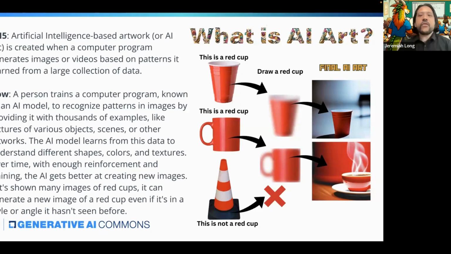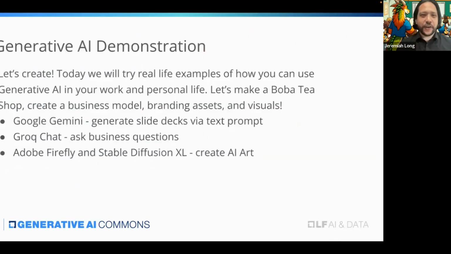Okay, that's enough about training, texting, talking over. I think we should get into the demonstration. So today we're going to go into real life examples of how you can use generative AI in your work and in your personal life. And the way that we're going to do that is we're going to create a boba tea shop. We're going to create a business model for that boba tea shop. We're going to create some branded assets and some visuals.